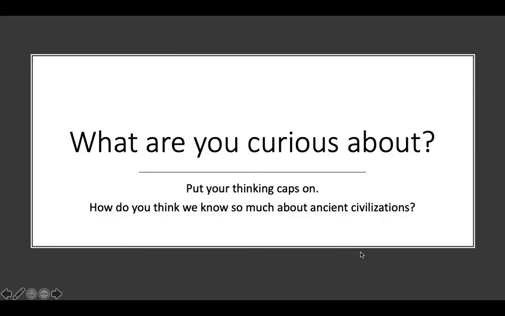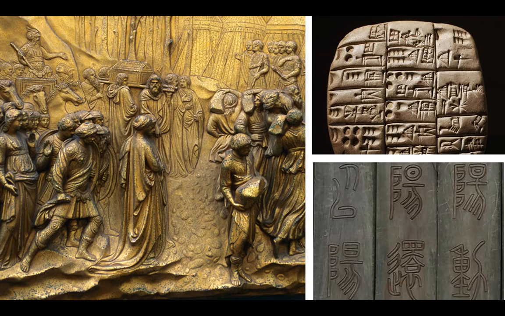So kids, what are you curious about? Put your thinking caps on. How do we know so much about ancient civilizations? Well, let's just spend a minute to think about the writings and the language. So in this slide I have a few pictures. First of all, this is a cuneiform tablet, and this was something found in ancient Mesopotamia, and this was a way that people could record their ideas and their writing.